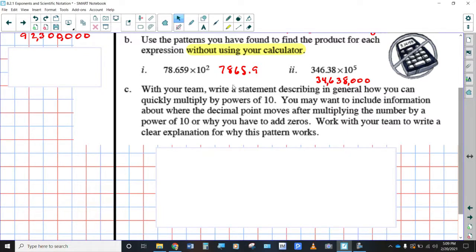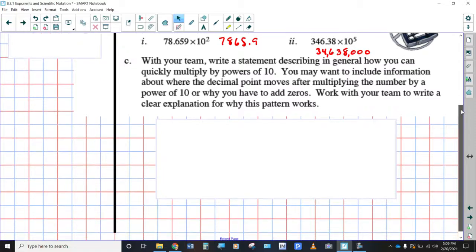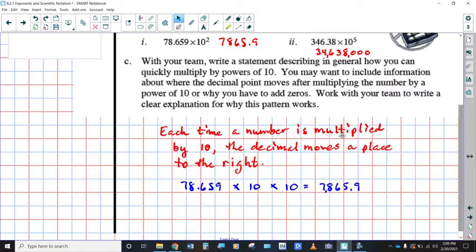Okay, so your team, write a statement. Now I'm just going to let you copy this down. Each time a number is multiplied by a power of 10, the decimal moves a place to the right. So 78.659 times 10 to the second literally means you're multiplying it times 10 and then times 10 again. So every time you multiply it times 10, you would move that decimal 1 place to the right. You've got 2 10s there, so 2 places to the right gives you 7,865.9, and that is the end of our day 1.